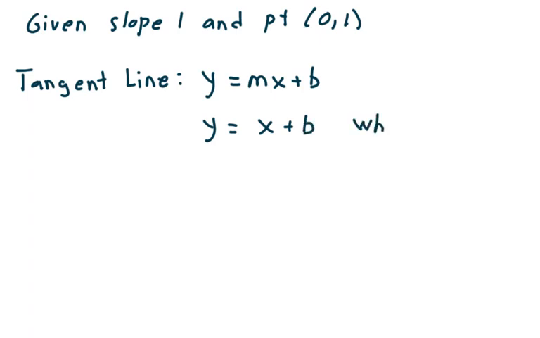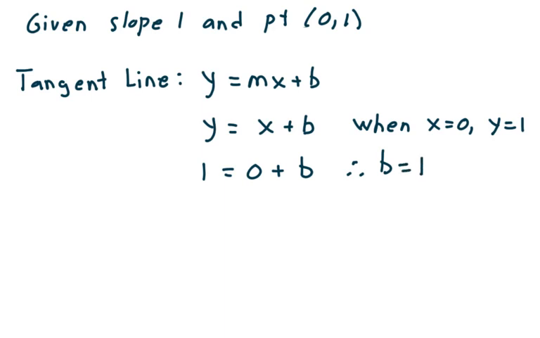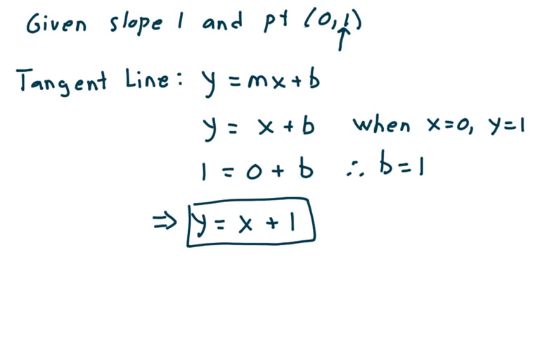But when x is 0, y is 1, right? And so 1 equals 0 plus b. And that tells me b is 1. And by the way, that's not a coincidence, right? That's the y-intercept. So that's not a coincidence. And so that implies y equals x plus 1. And that's the equation of the tangent line. And that's problem 27.